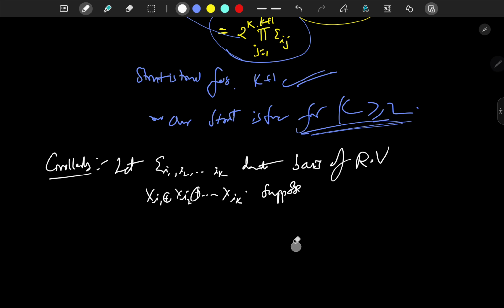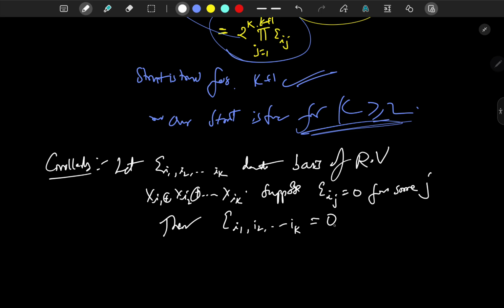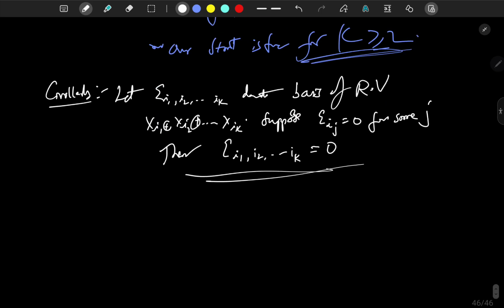Like that, suppose epsilon of Ij equals 0 for some j, then epsilon of I1, I2 and so on Ik equals 0. This is called a block. You can understand.